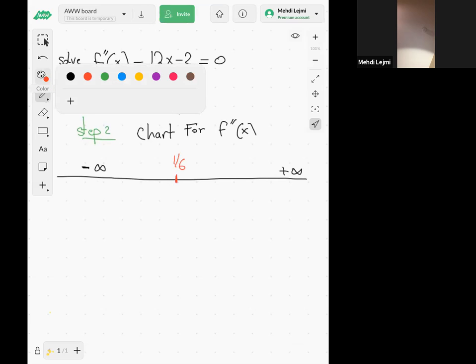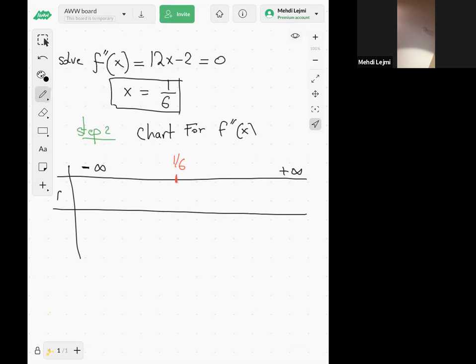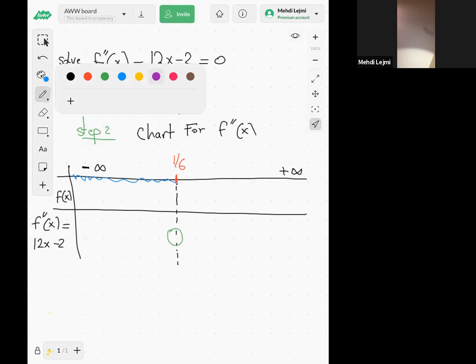And then we have a first row, that will be my f of x, and the second row, that's my f second. The second derivative of f is 12x minus 2, right? Now I have this line coming from 1 over 6, and here I have 0. I have 2 intervals: from negative infinity to 1 over 6, and the second interval going from 1 over 6 to positive infinity, right?